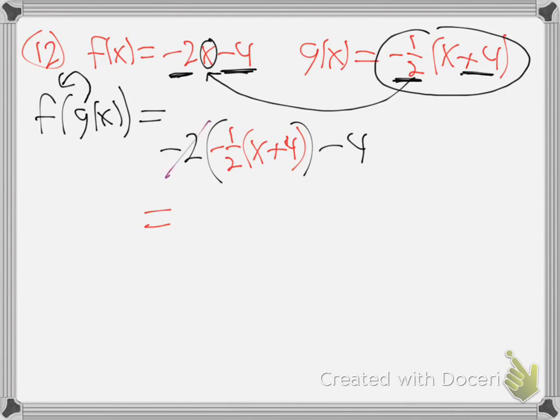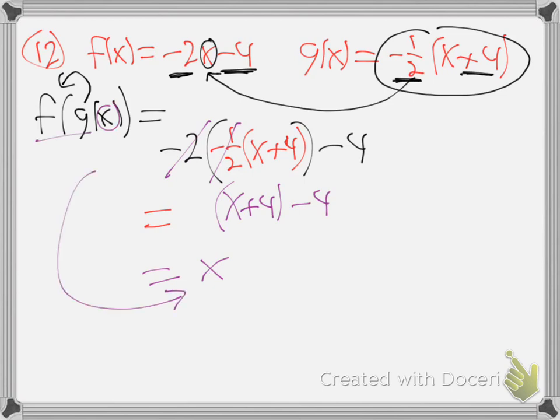So these cancel, huh? 2 negatives make positive. Half of 2 is 1. So it's just x plus 4 minus 4. It's just x. Remember, that means they're inverses, huh? When you take x and you run through both functions and it comes out the way it started, those are inverses. That means this and this are inverse. So it's more of that.